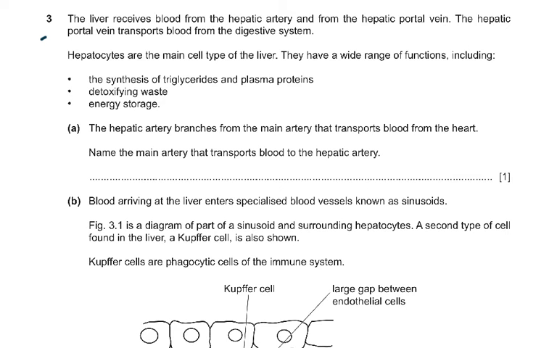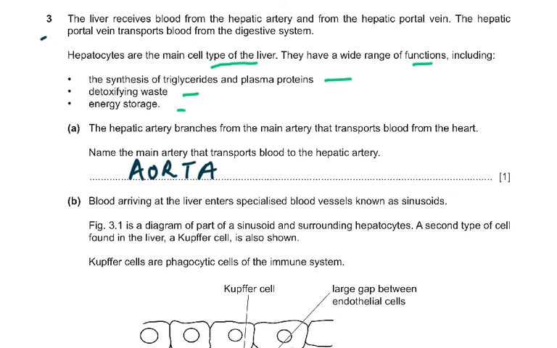The liver receives blood from the hepatic artery and from the hepatic portal vein. The hepatic portal vein transports blood from the digestive system. Hepatocytes are the main cell type of the liver. They have a wide range of functions, including the synthesis of triglycerides and plasma proteins, detoxifying waste, and energy storage. The hepatic artery branches from the main artery that transports blood from the heart. Name the main artery that transports blood to the hepatic artery. This would be the aorta. So you have to spell it correctly to get the mark for this.